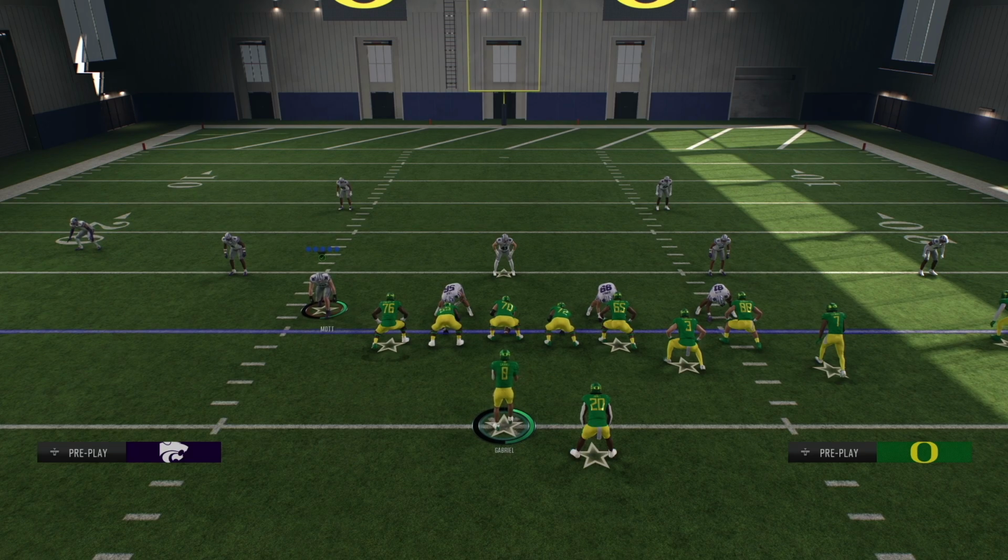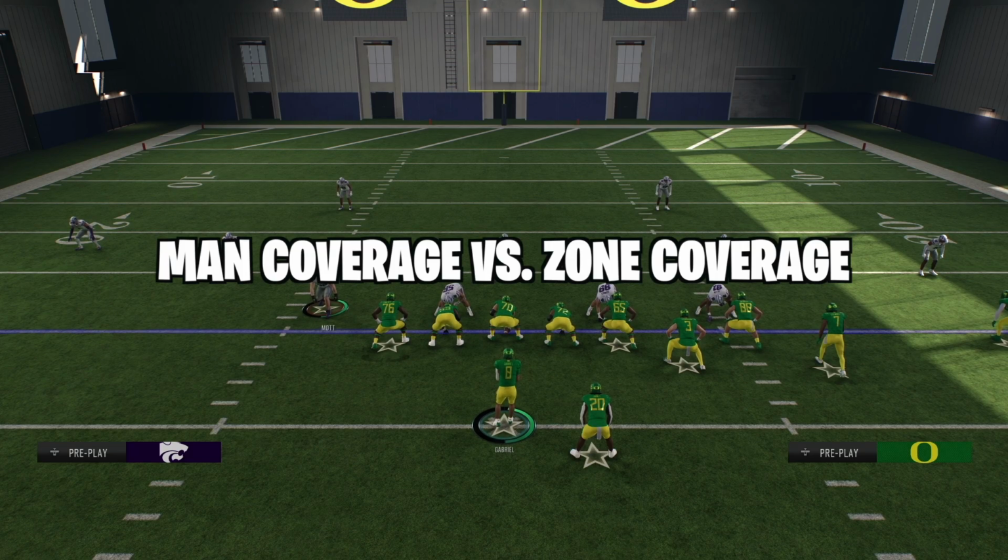Today is going to be a very simple video. I'm going to show you how to tell the difference between man coverage and zone coverage.